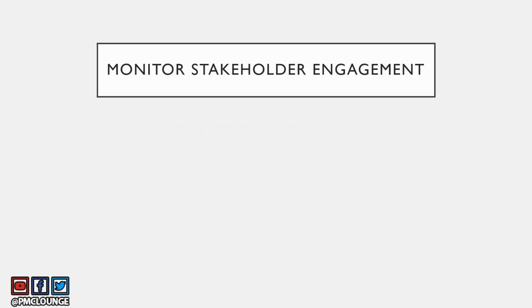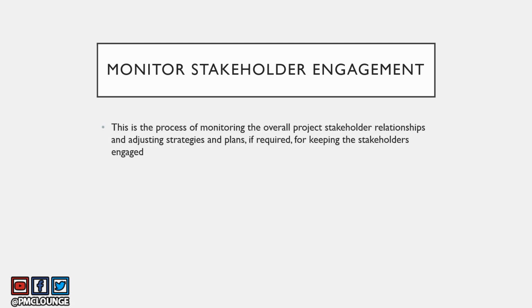Finally, the last process in stakeholder management knowledge area is monitor stakeholder engagement. This is the process where you're monitoring the overall stakeholder relationships, and you're also adjusting your strategies and plans if required for keeping the stakeholders engaged. So you want to make sure that your stakeholders are engaged throughout the life cycle of your project, throughout the entire project. So this is the process. When you're monitoring the stakeholder engagement, this is where you are going to take a look at the overall relationship that the stakeholders have with you, with your project. And if required, you're going to make changes in your strategies and plans.